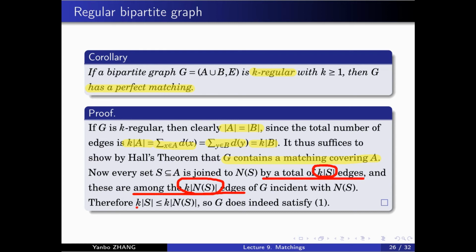So we have k times |S| is less than or equal to k times |N(S)|. So G satisfies Hall's condition: for every subset S, the size of the neighborhood of S is greater than or equal to the size of S. So we can use Hall's theorem to prove that G contains a matching covering A, and because |A| equals |B|, that matching is a perfect matching. The proof is done.